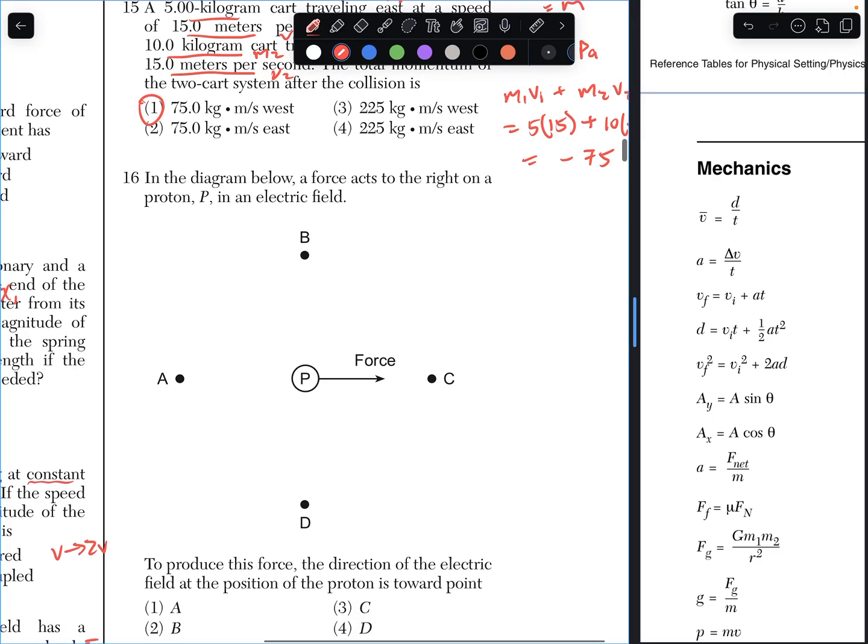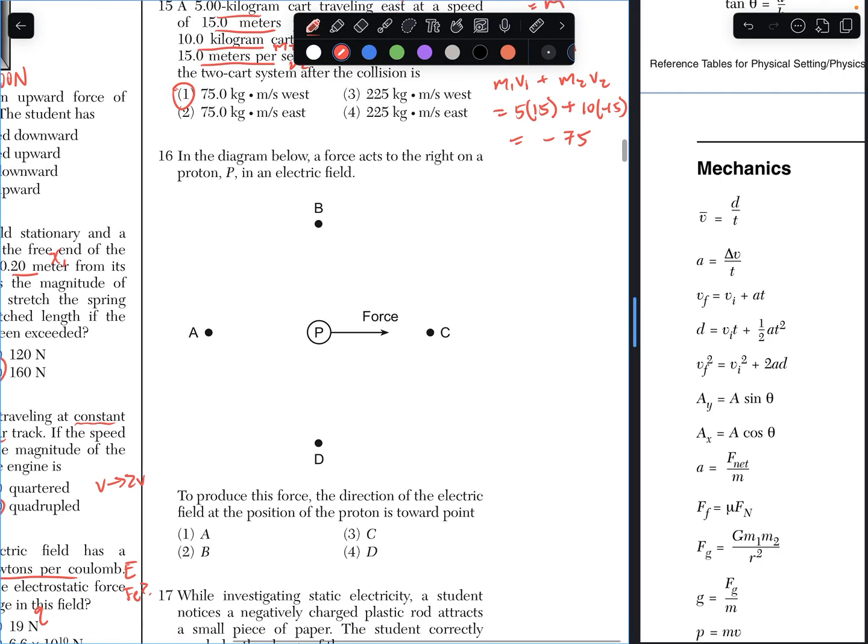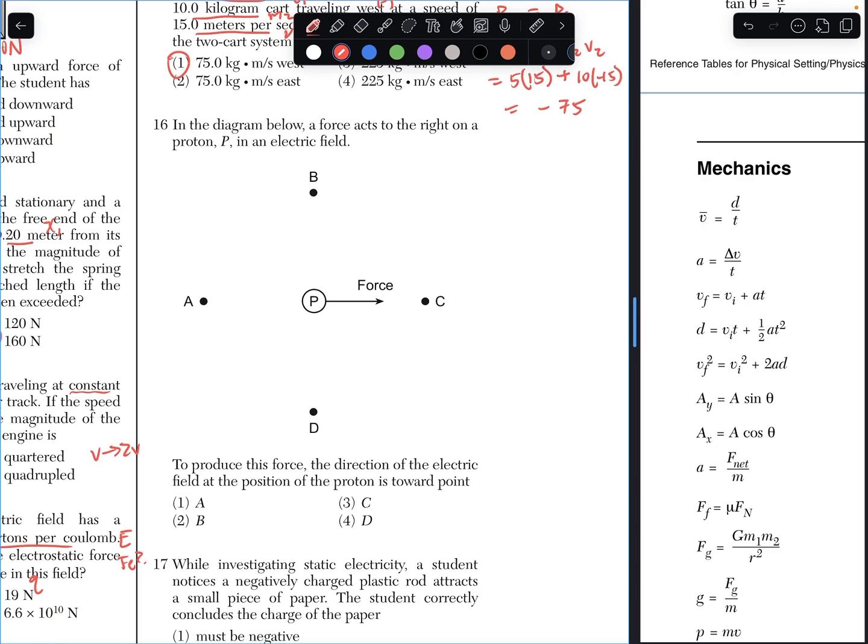Okay, in the diagram below, a force acts right on proton P in an electric field. To produce this force, the direction of the electric field at the position of the proton is pointed towards... it would be pointed in the same direction as the force, so the direction of the electric field would be in the same direction, so it would be choice 3.